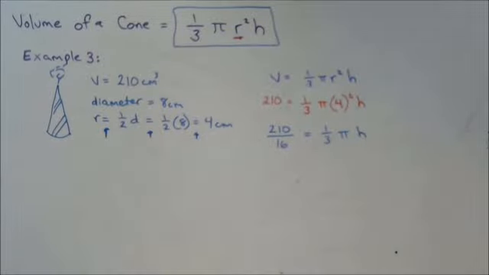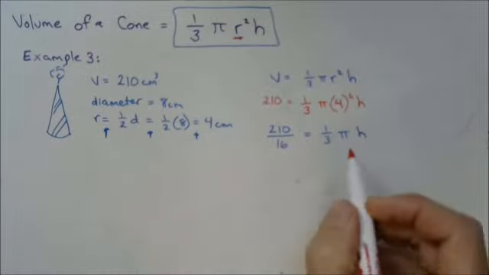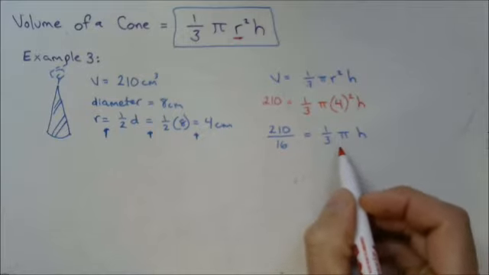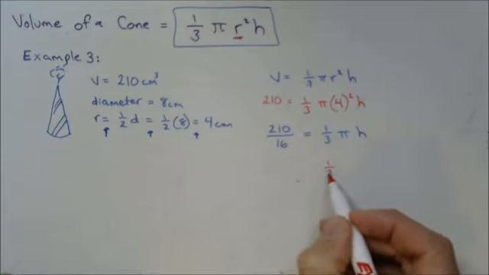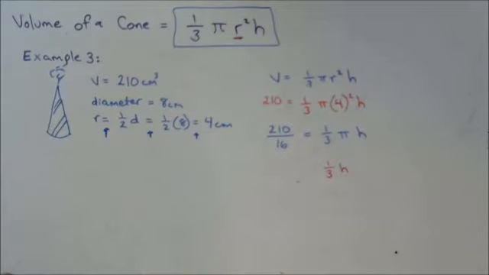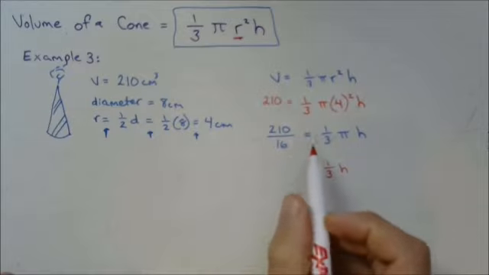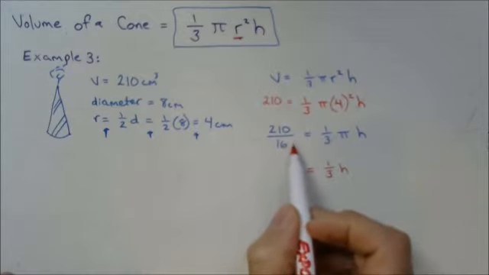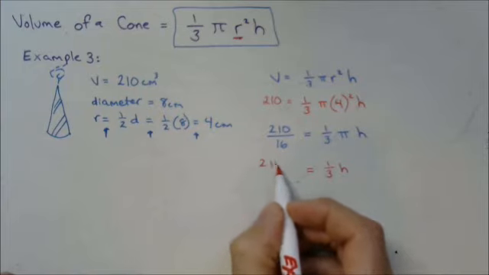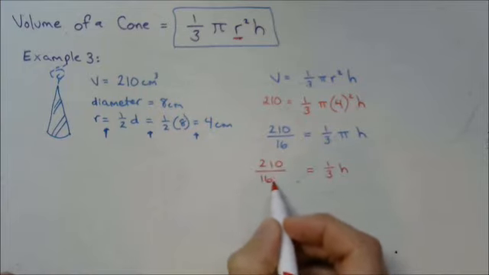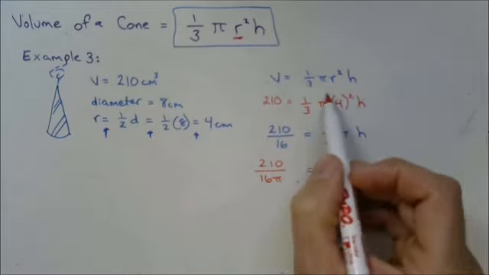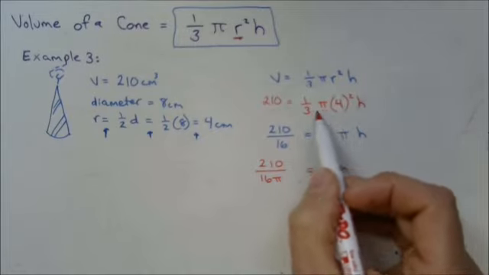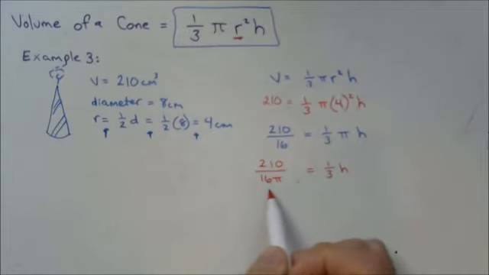Okay. Next step, I'm going to divide both sides by pi. So this side, if I divide it by pi, I'm just left with 1/3 times h. And on this side, dividing by pi just puts pi in the denominator here. So I've got 210 over 16 pi. And now you can see how what I said earlier makes sense. I could have just ended up dividing by this piece right here, which is 16 pi. So why don't I divide by 16 pi? Oh, there it is.